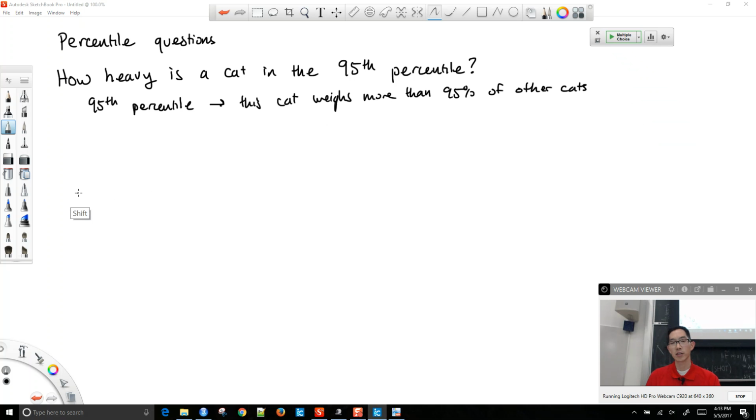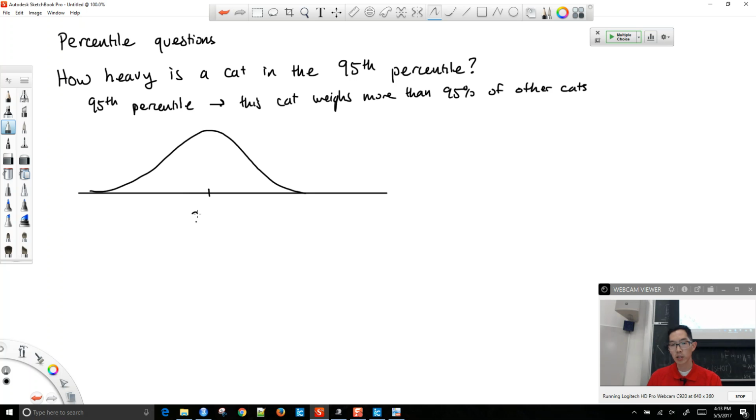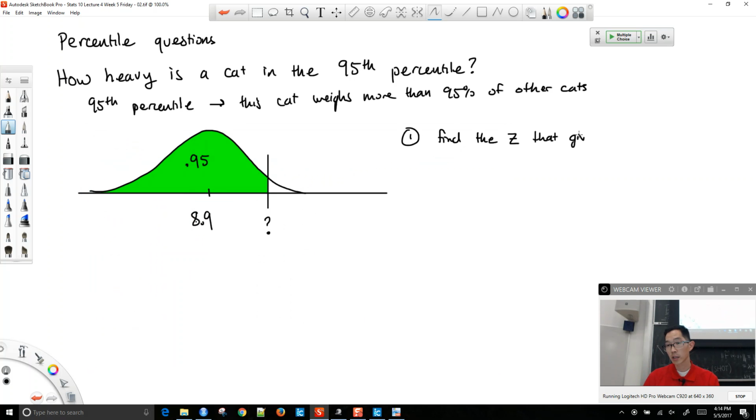Okay, and so our picture will look like this. If we've got a normal distribution, in the middle we put 8.9, and here now I don't know this location. What I do know is that if I shade everything over here, the area that I've shaded is equal to 0.95. Okay, and so what this requires is two steps. Step 1 is we find the z that gives an area equal to 0.95. And then step 2 is to convert that z back to a measurement.